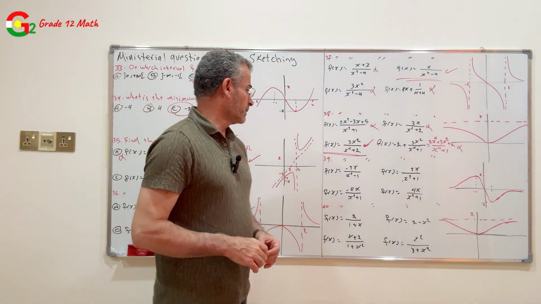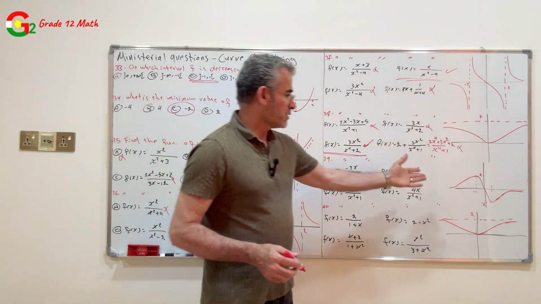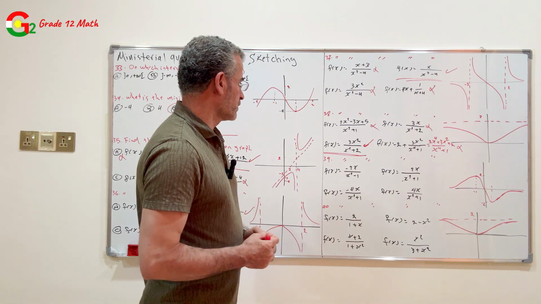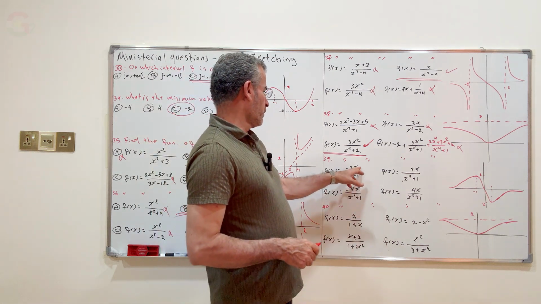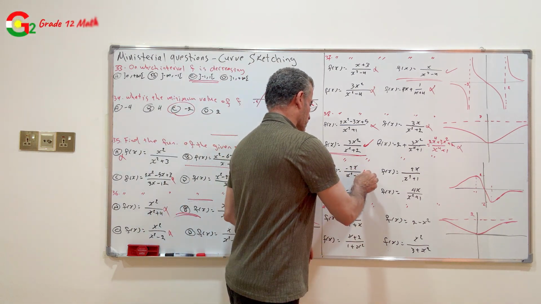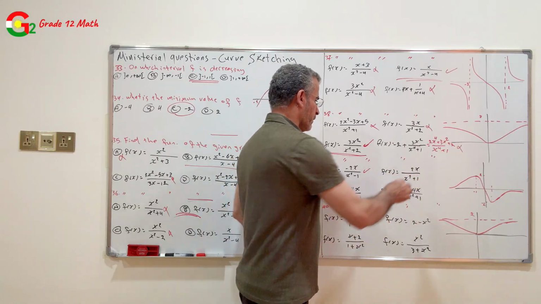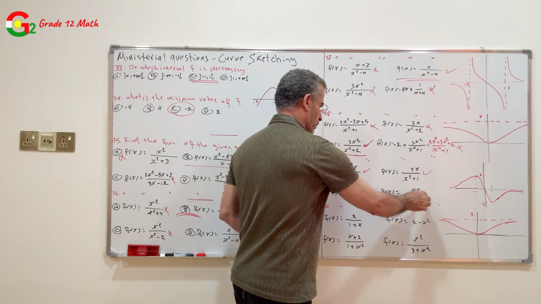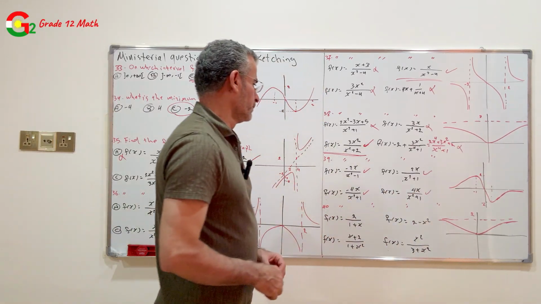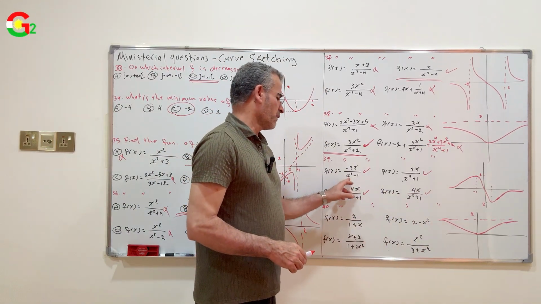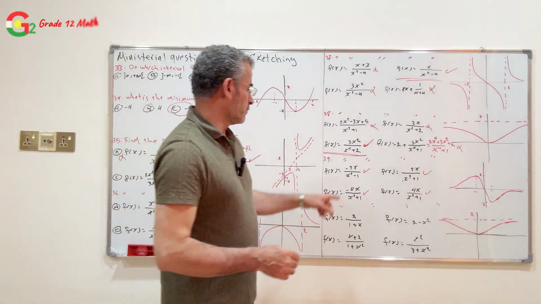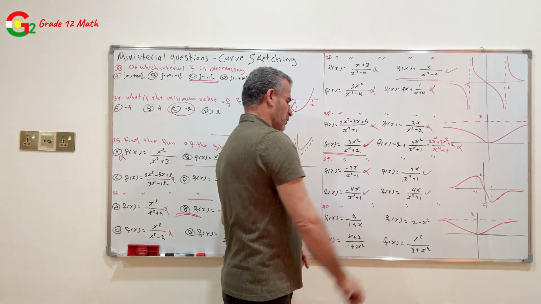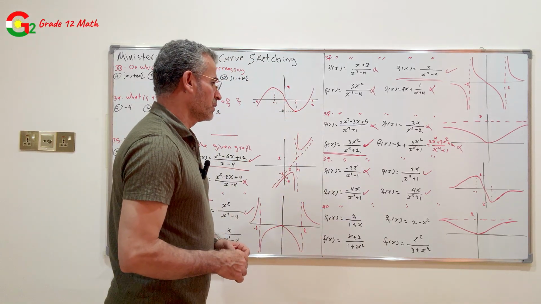Question number 39. As you see, the graph is symmetric with origin, so we need the function to be odd. Here we have odd over even. It is odd. For the first choice, the function has two vertical asymptotes at 1 and negative 1, but the graph has no vertical asymptote, so this choice is wrong.